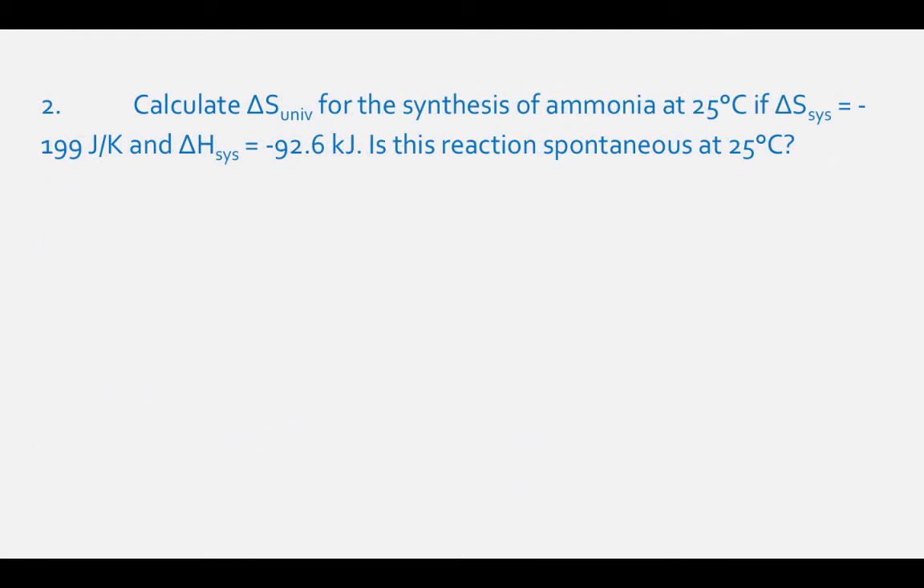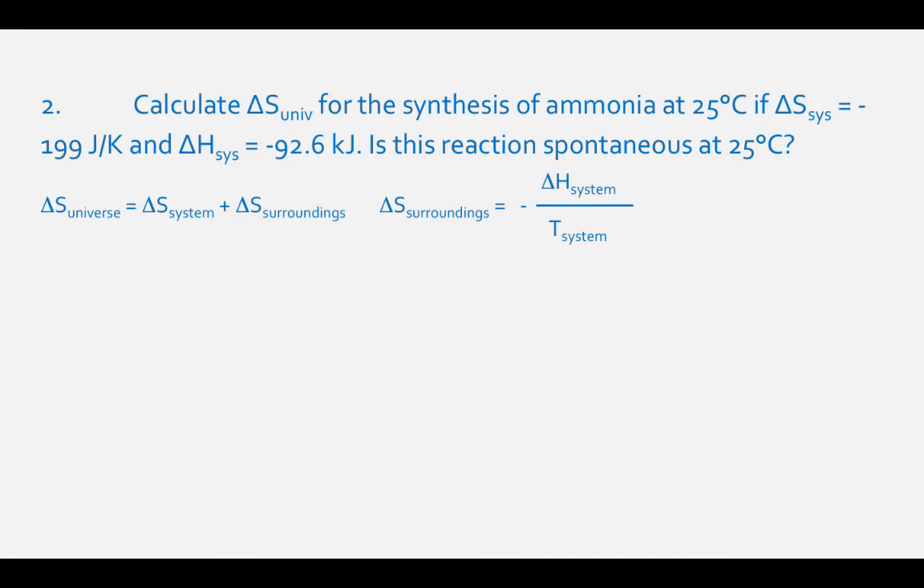Calculate delta S universe for the synthesis of ammonia at 25 degrees Celsius if delta S system equals negative 199 joules per Kelvin and delta H system equals negative 92.6 kilojoules. Is this reaction spontaneous at 25 degrees Celsius? Delta S of the universe equals delta S of the system plus delta S of the surroundings. Delta S of the surroundings equals the negative delta enthalpy of the system divided by the temperature of the system.